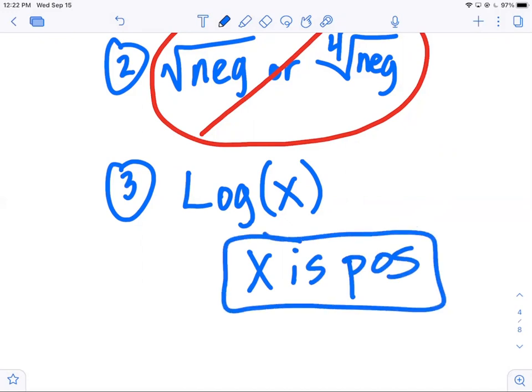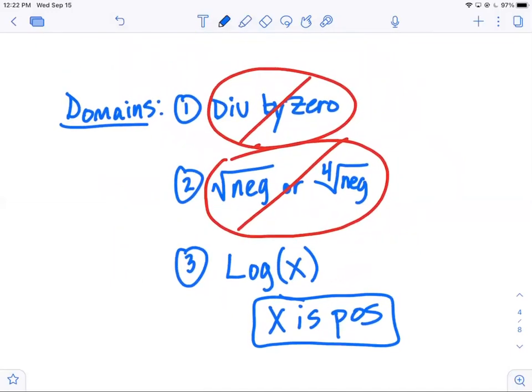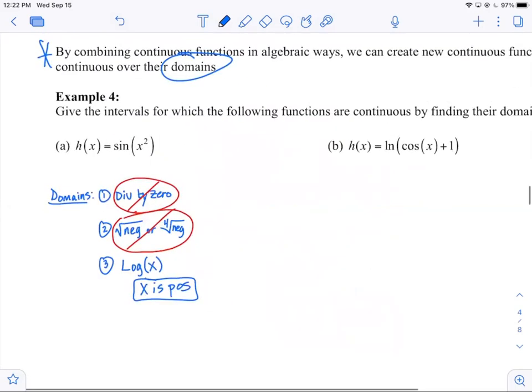So unless it's a piecewise function where it's explicitly defined not to exist, if something clears those three hurdles, you're never going to divide by 0. You're never going to be taking an even root of a negative number, and you're never going to be taking a log of 0 or negatives. Then guess what? The domain has to be all real numbers. And therefore, the function's continuous over that same interval set.